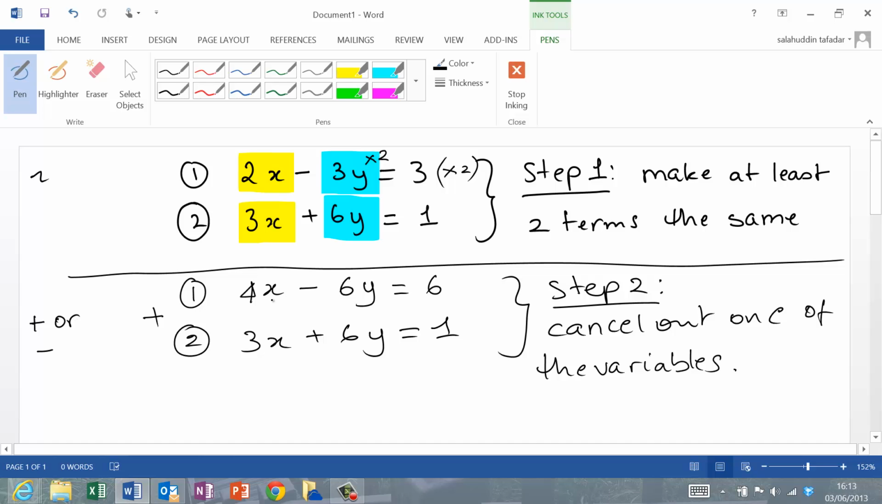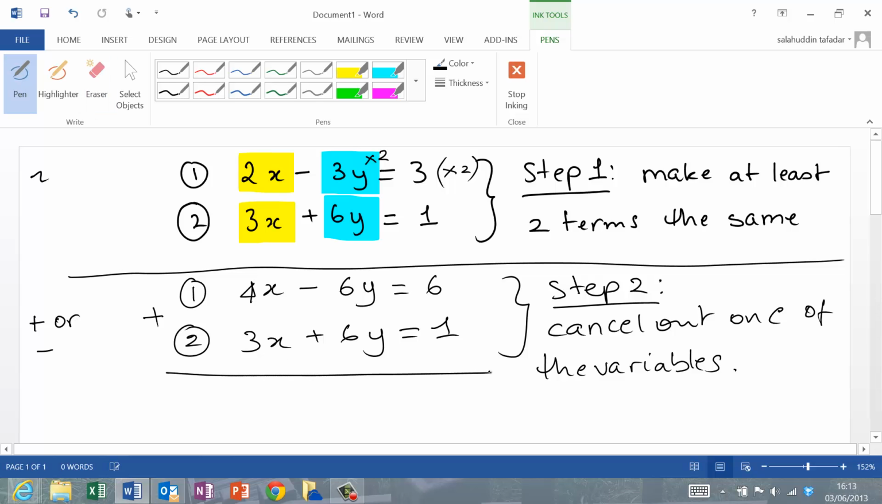Well, 4x plus 3x becomes 7x. Fine. But more importantly, minus 6y plus 6y, does it cancel out? Does it become 0? Yes, it does. Because minus 6y plus 6y is equal to 0. So I've managed to cancel this out. And this is what you're looking for when you are trying to cancel out one of the variables. Okay? So I'm going to go ahead and add because I know it works.